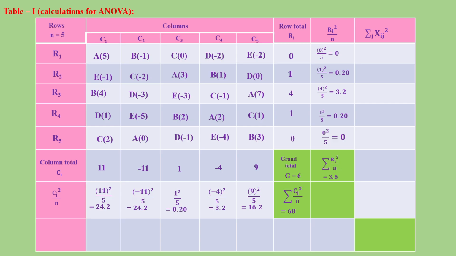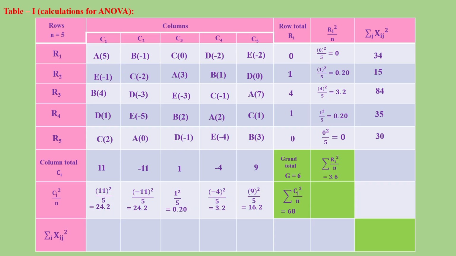Next, row sum of squares. So square each number in the first row and add: 5 square, minus 1 square, 0 square, minus 2 square, plus minus 2 square, which is 34. For the second row 15, third row 84, fourth row 35, fifth row 30.